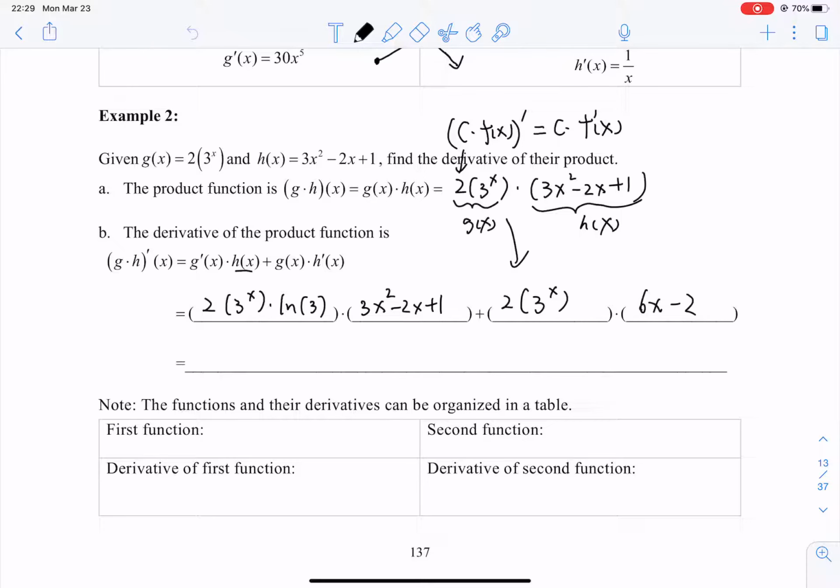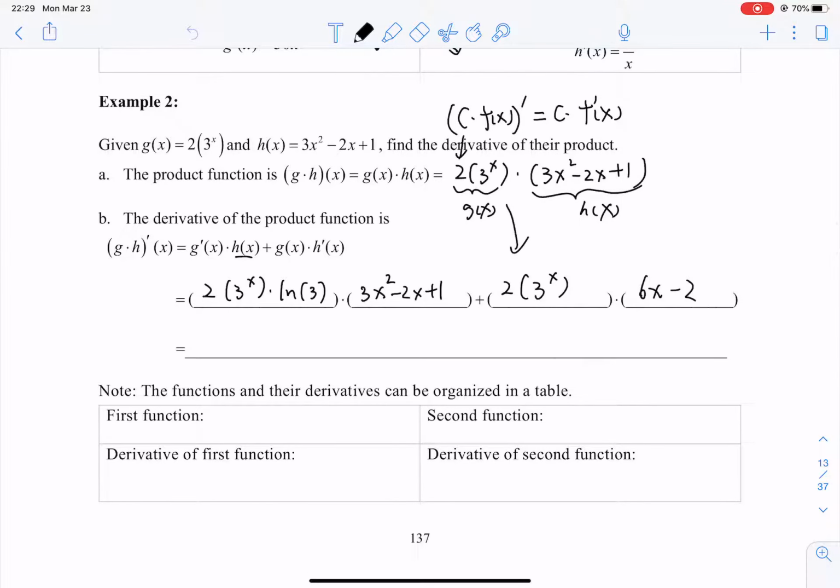So the last step, we multiply them together to see if we have any common terms. Actually no. So we just rewrite it, or you can just leave it there. Plus 1. Then plus 2 times 3 to the x power times 6x minus 2.